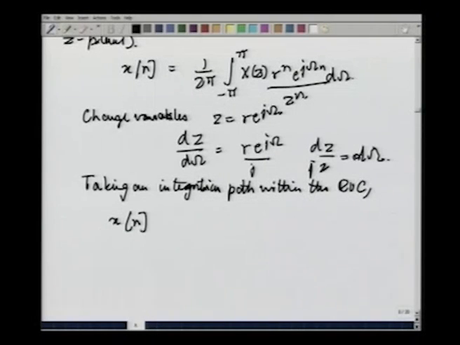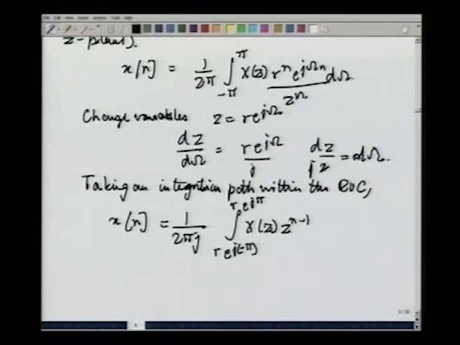x[n] becomes equal to 1 by 2 pi j integral from r e to the j minus pi to r e to the j pi X(z) z to the power n minus 1, because we have a 1 by z over here, dz. So, this is the formal expression for the Z transform inversion.